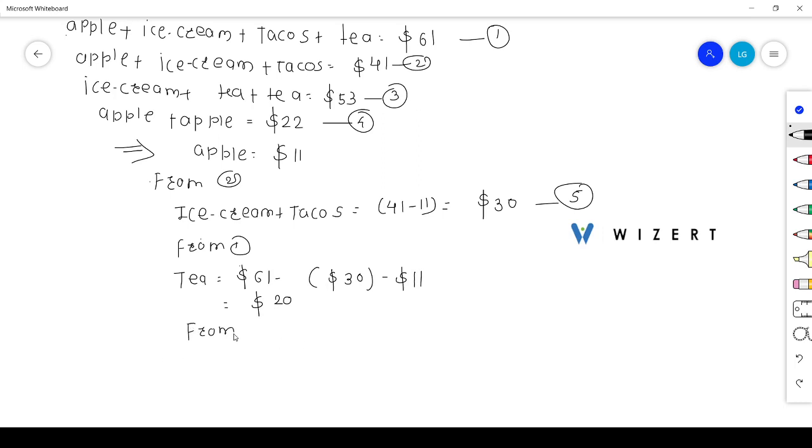Now from 3, cost of ice cream will be $53 minus T plus T means 20 plus $20, that is $40. So $53 minus $40 will be $13.